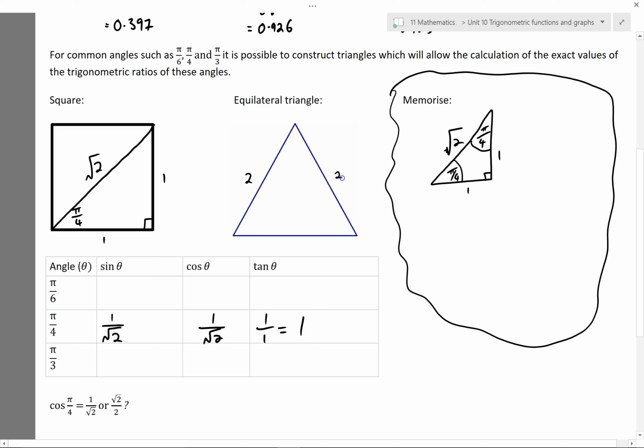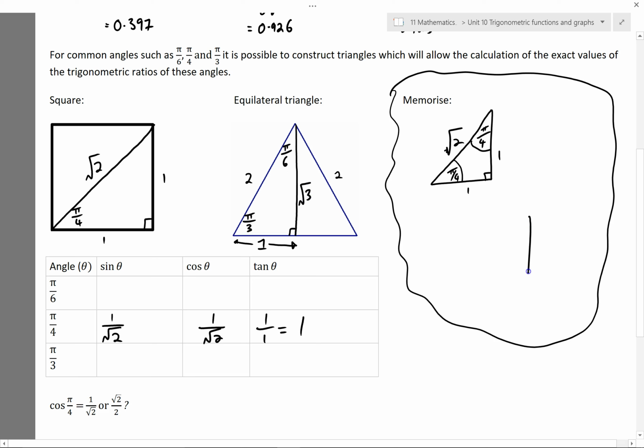Another triangle I'll memorize is from this equilateral triangle. In this case, we'll start with an equilateral triangle where all the sides are 2. I know that this angle, since it's equilateral, is 60 degrees, but we don't use degrees anymore, we use radians. And I'm going to cut this in half. So this distance here is 1. I have a right angle. This angle up here is half of 60, so 30 degrees, which is really pi on 6. And you can use Pythagoras to show that this is root 3.